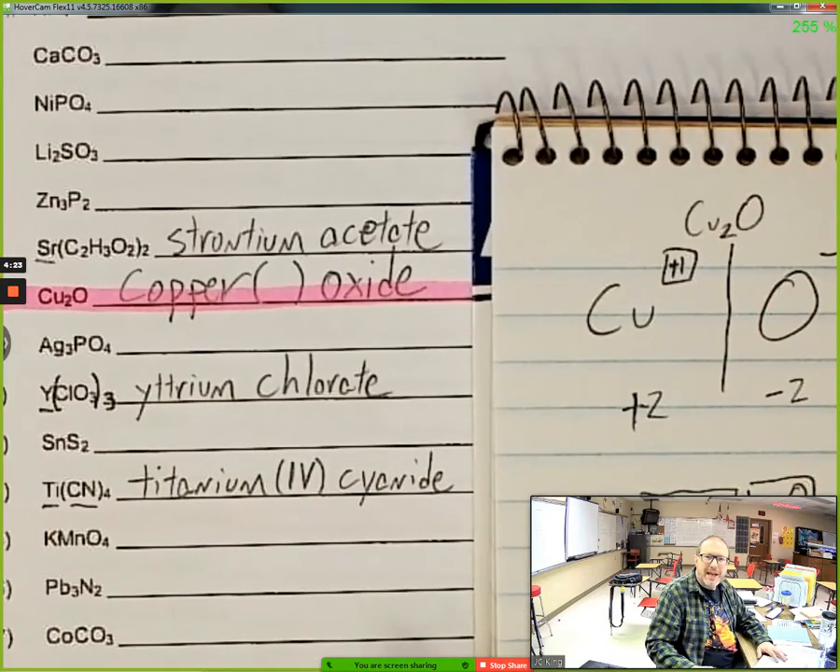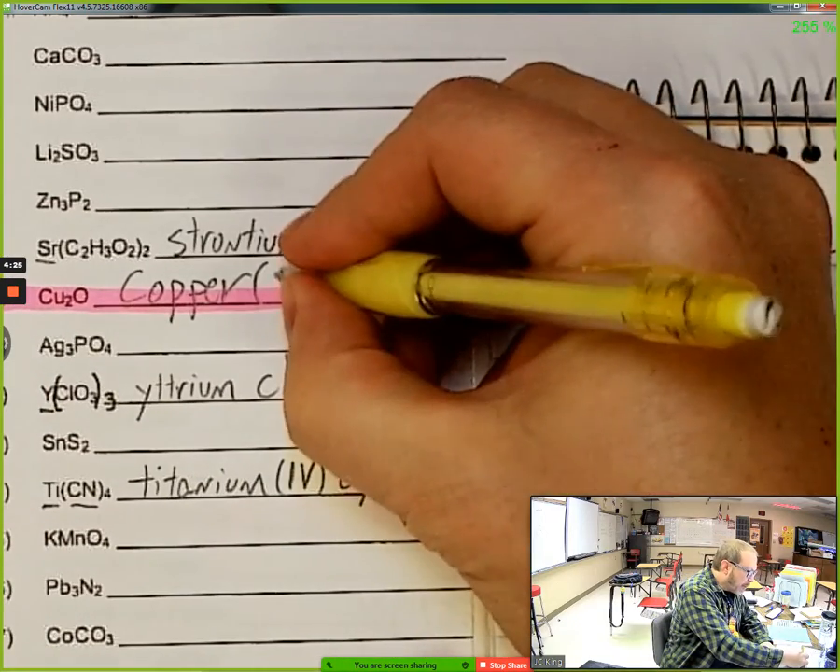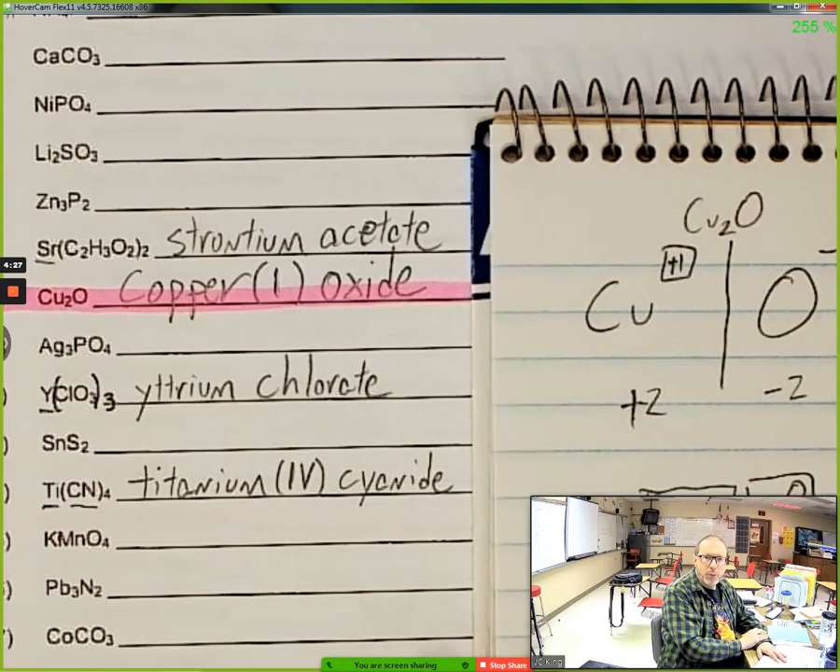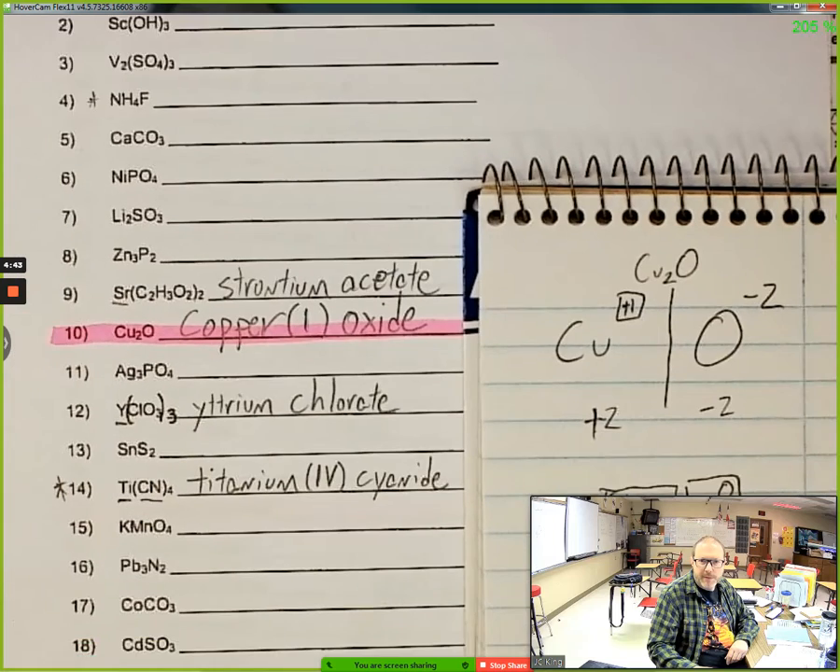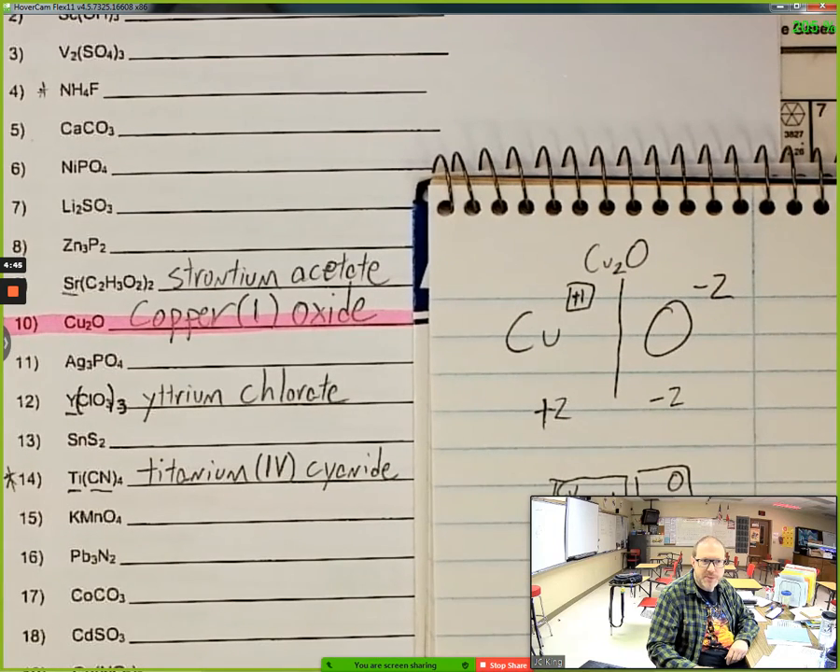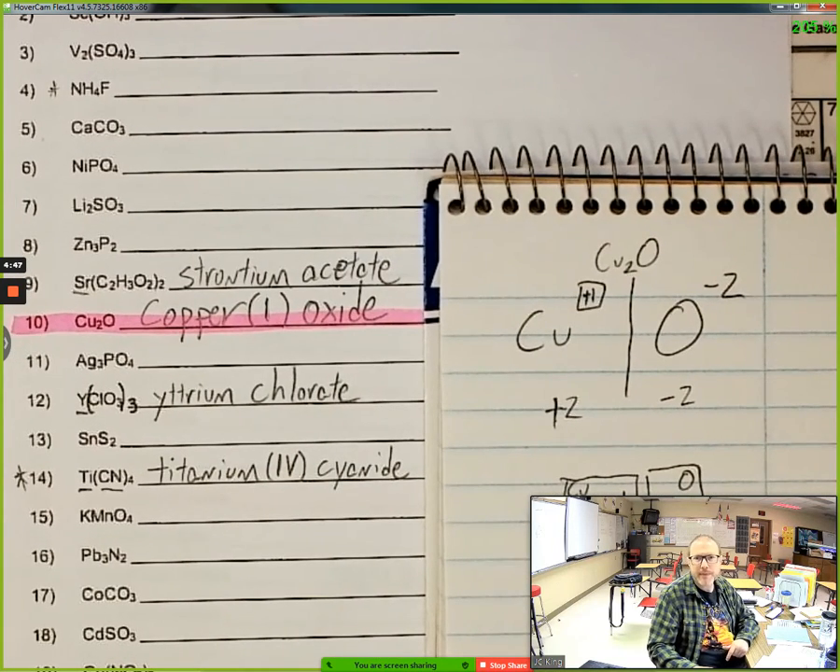So when I come over here to my name, I write that it's copper 1, Roman numeral 1. That tells me that the copper I'm dealing with is this copper right here. Okay, and it's very important that that's part of your name. This is a really good place for a question. If you've got one, feel free to shout it out in the chat or just speak up on the voice chat.